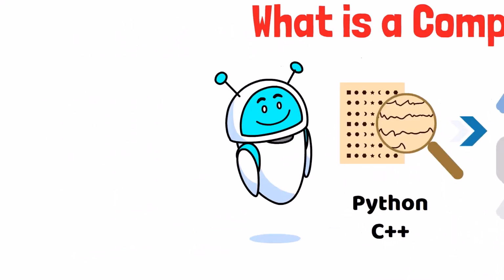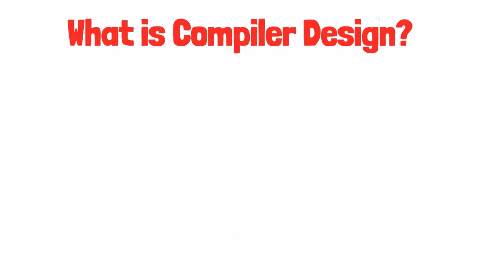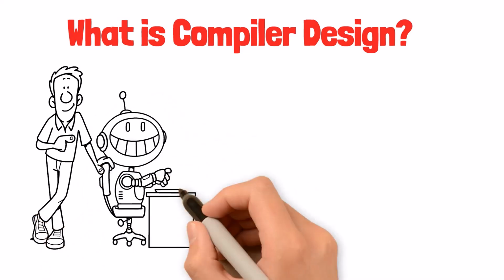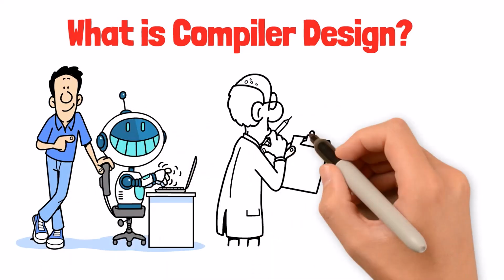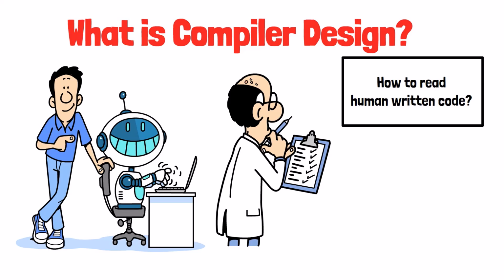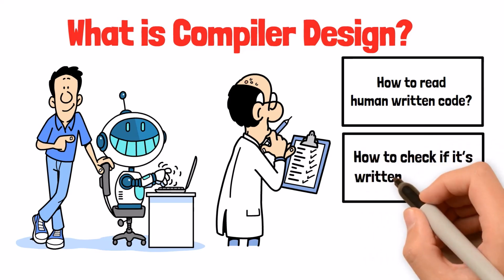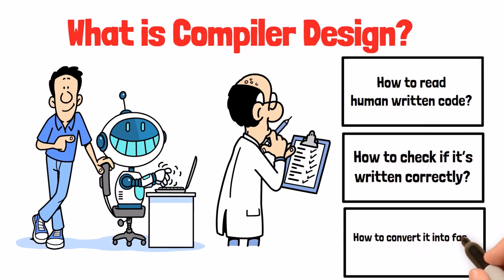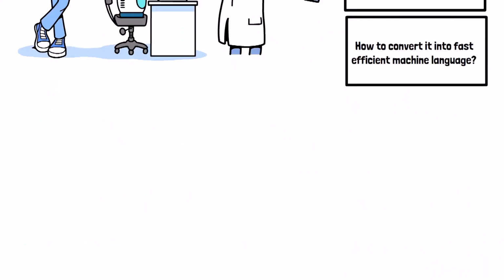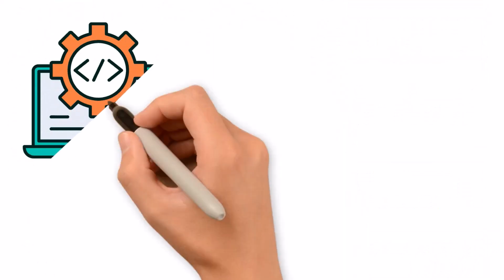So what is compiler design? Compiler design is the study of how to build these smart translators. It teaches us how to read human-written code, how to check if it's written correctly, and how to convert it into fast, efficient machine language. Compiler design is like building the brain of the translator.